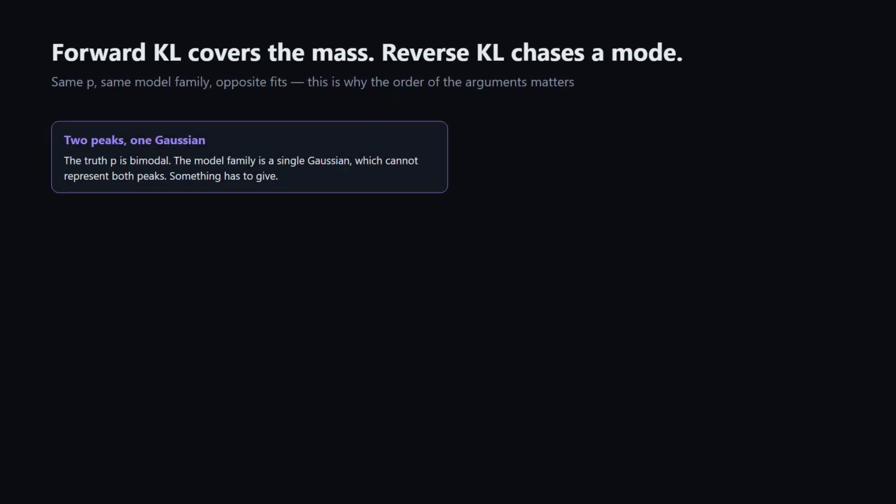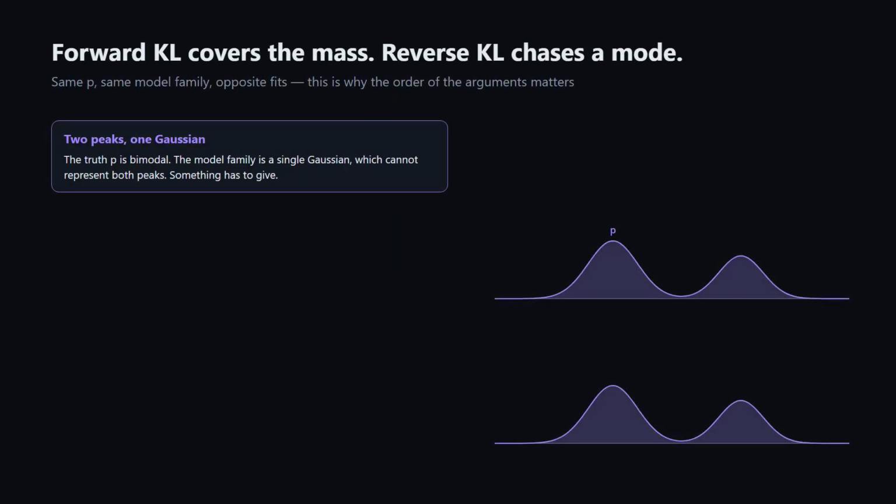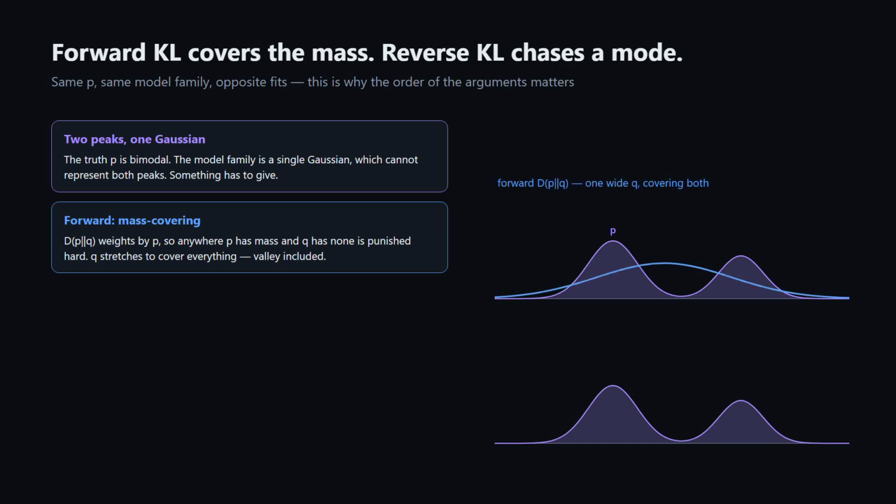The asymmetry is not a technicality. It changes what you get when you fit a model. Suppose the truth P has 2 separate peaks, and your model Q is a single Gaussian, which simply cannot represent both. Minimize the forward direction, D of P from Q. The sum is weighted by P, so anywhere P has mass but Q has almost none is punished severely. The safest thing Q can do is stretch to cover everything, including the empty valley between the peaks.